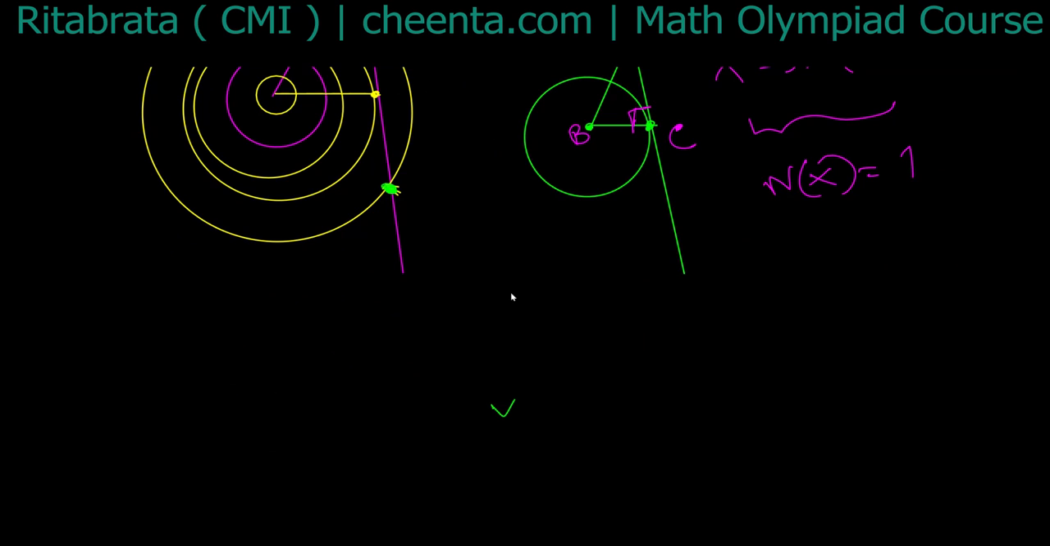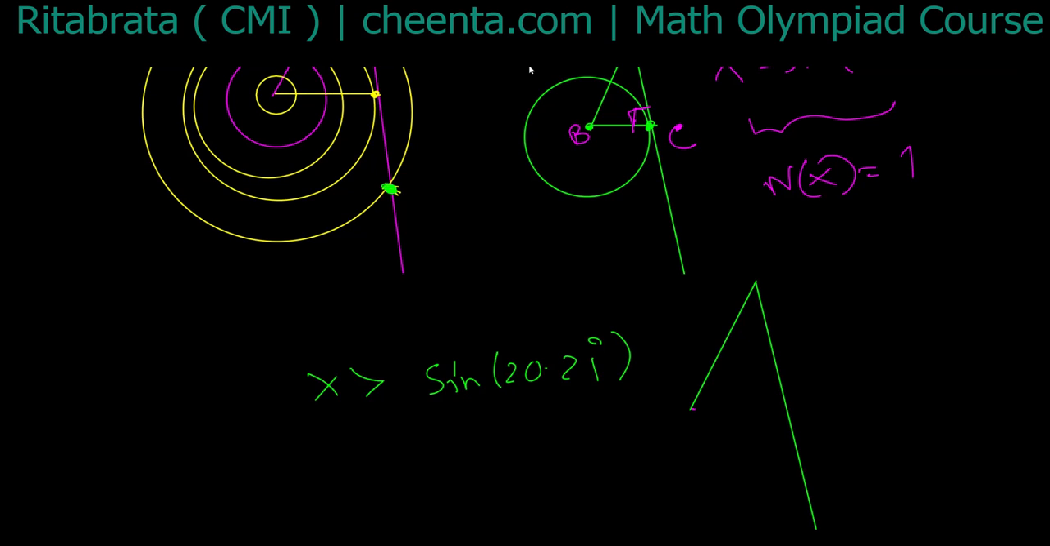And for any x greater than sine of 20.21 degree, what happens? Any circle whose radius is bigger than this must cut the ray at 2 different points. As it cuts at 2 different points, I have 2 different possibilities of C. This is A, this is B. This can be C1, this can be C2. In both cases, I have BC1 and BC2 equal to x.